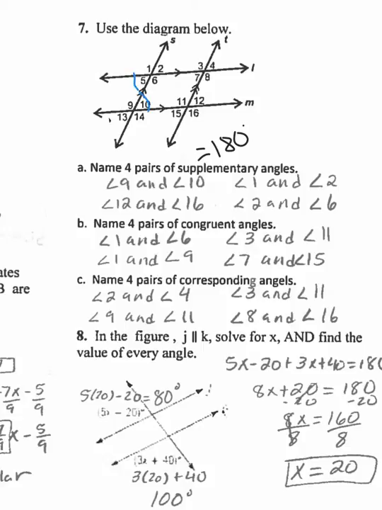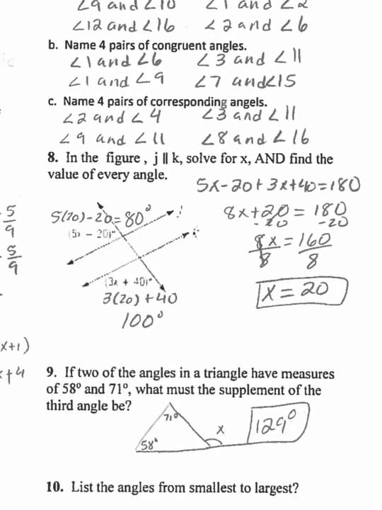Alternate interior, alternate exterior, and your vertical angles, right? And then corresponding are congruent, but they're a specific type, so it's only those ones in the same position. So that's why you have 2 and 4, 9 and 11, 3 and 11, right? So you just need to know the definitions of those corresponding, supplementary, right?